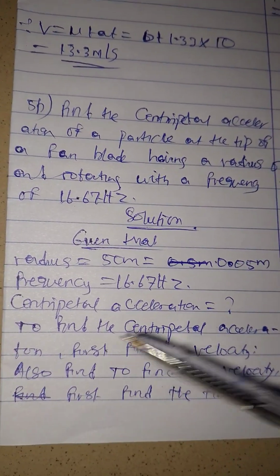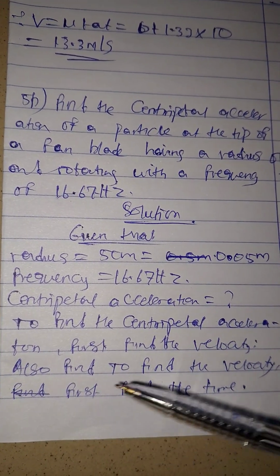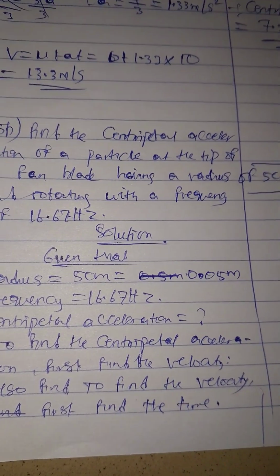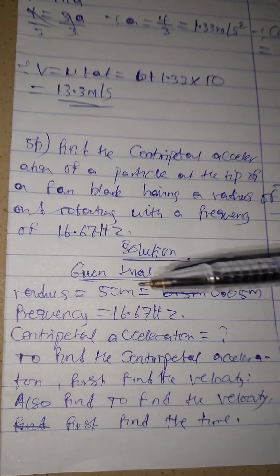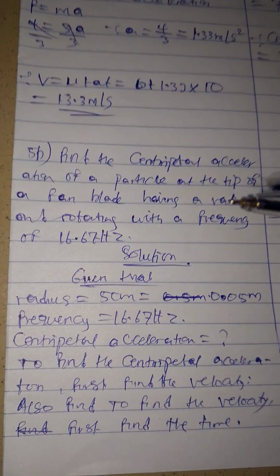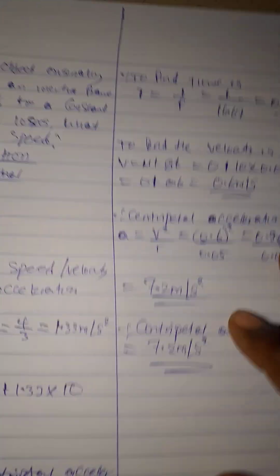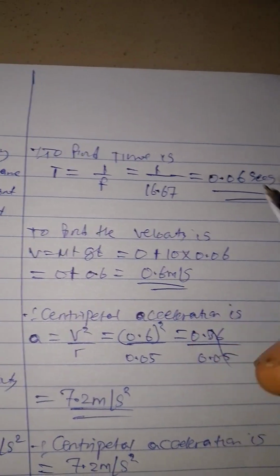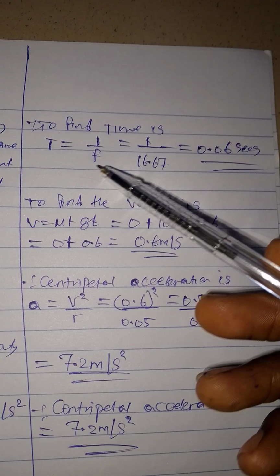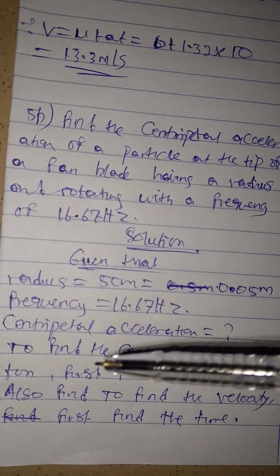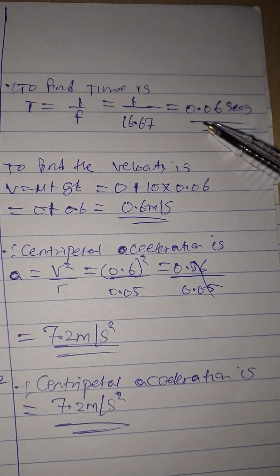I know that to find the centripetal acceleration, first find the velocity, and to find the velocity, first find the time. So everything here is being linked. That's one thing in physics: every equation is linked to the other. Every formula is linked to the other. So to find the time, time is equal to 1 over f. My frequency was 16.7, so that becomes 1 over 16.7, which gives 0.06 seconds.